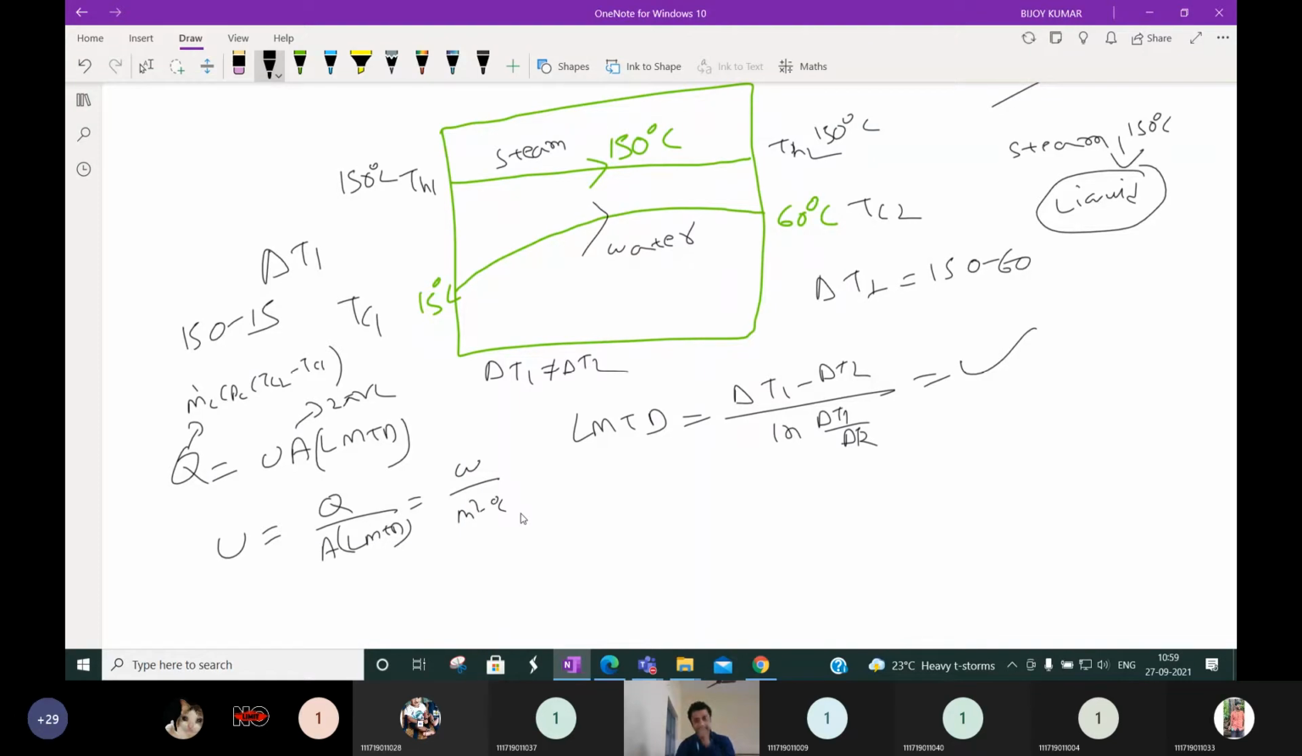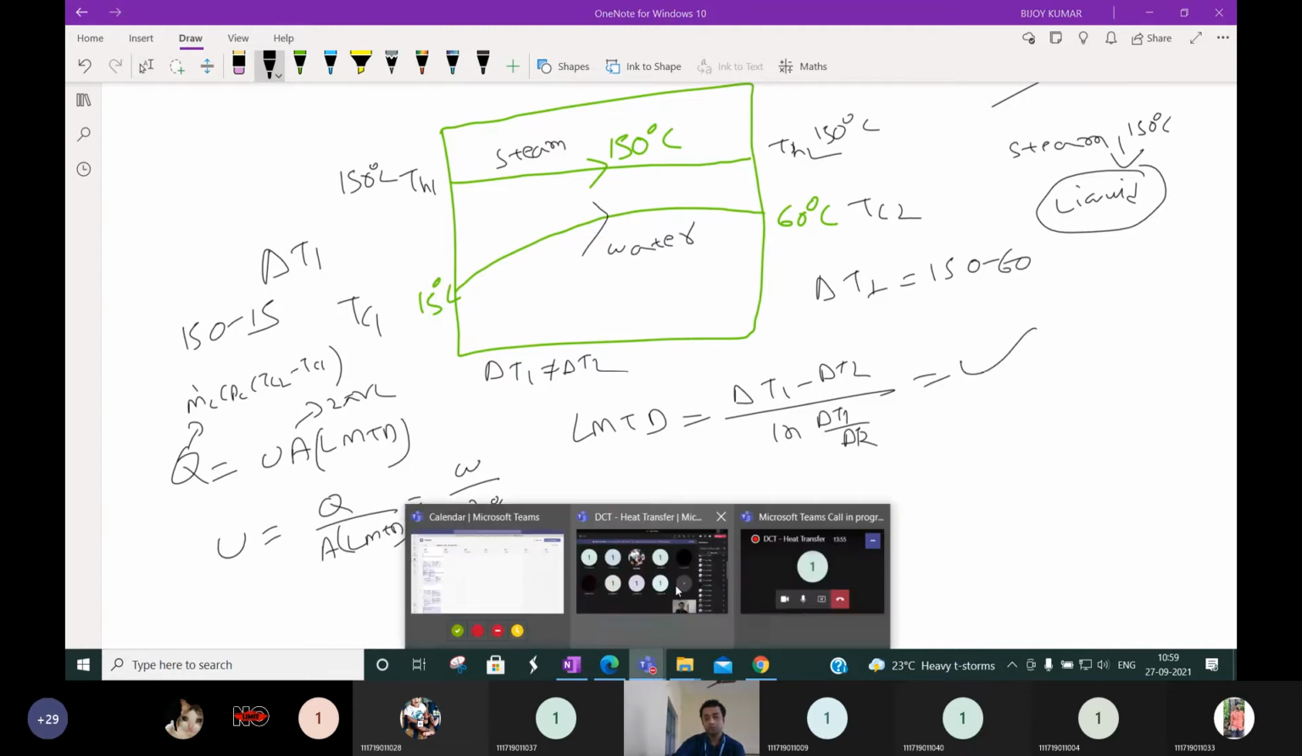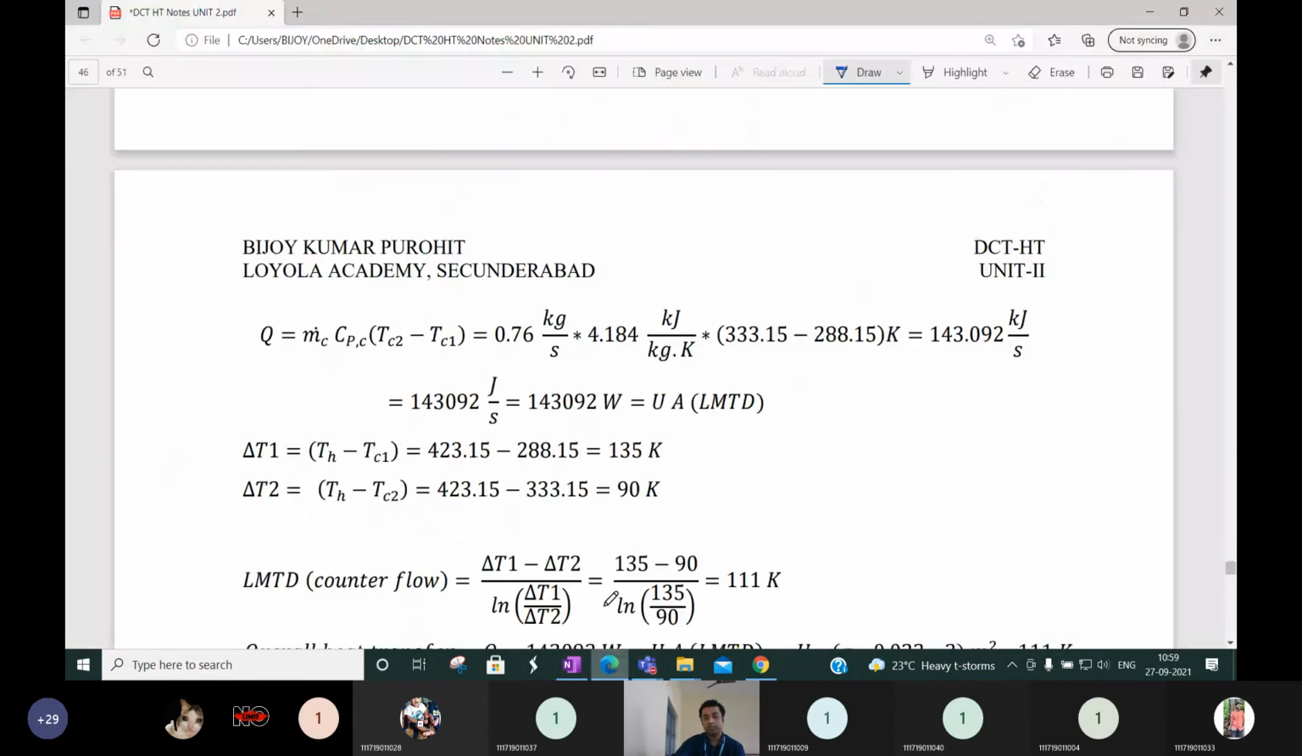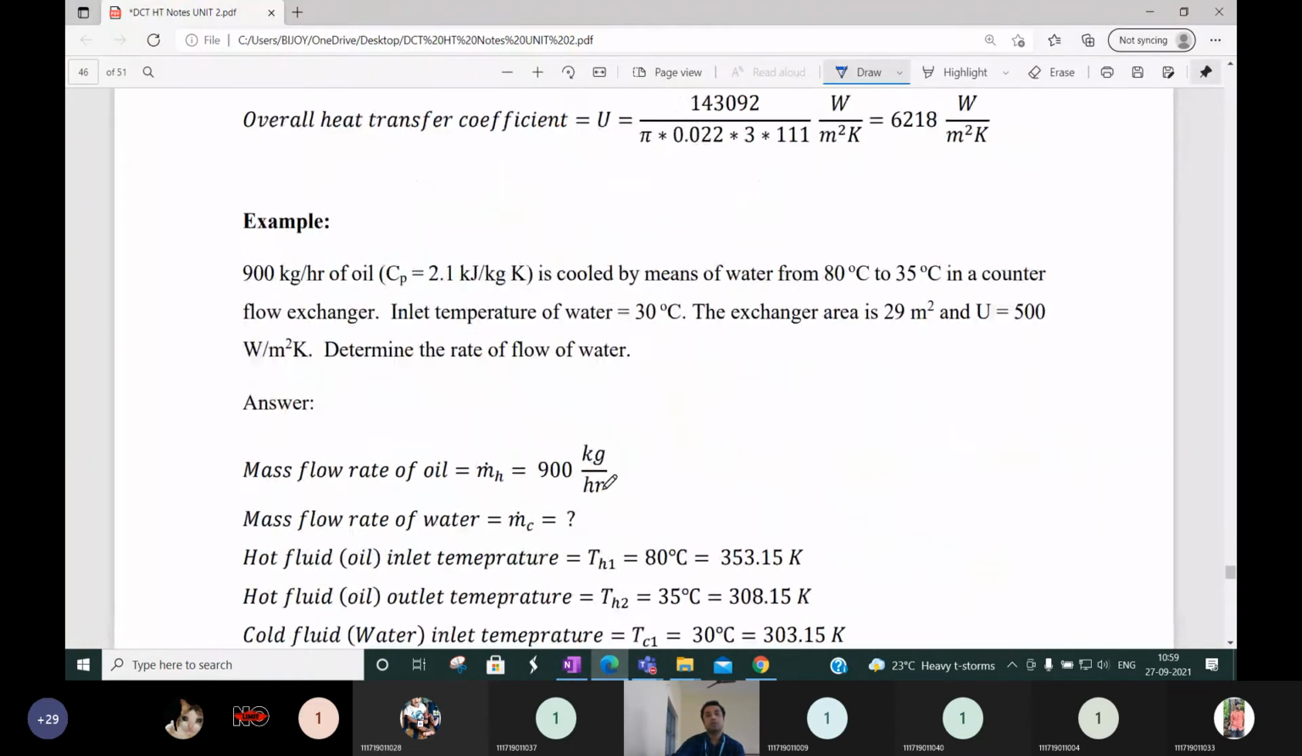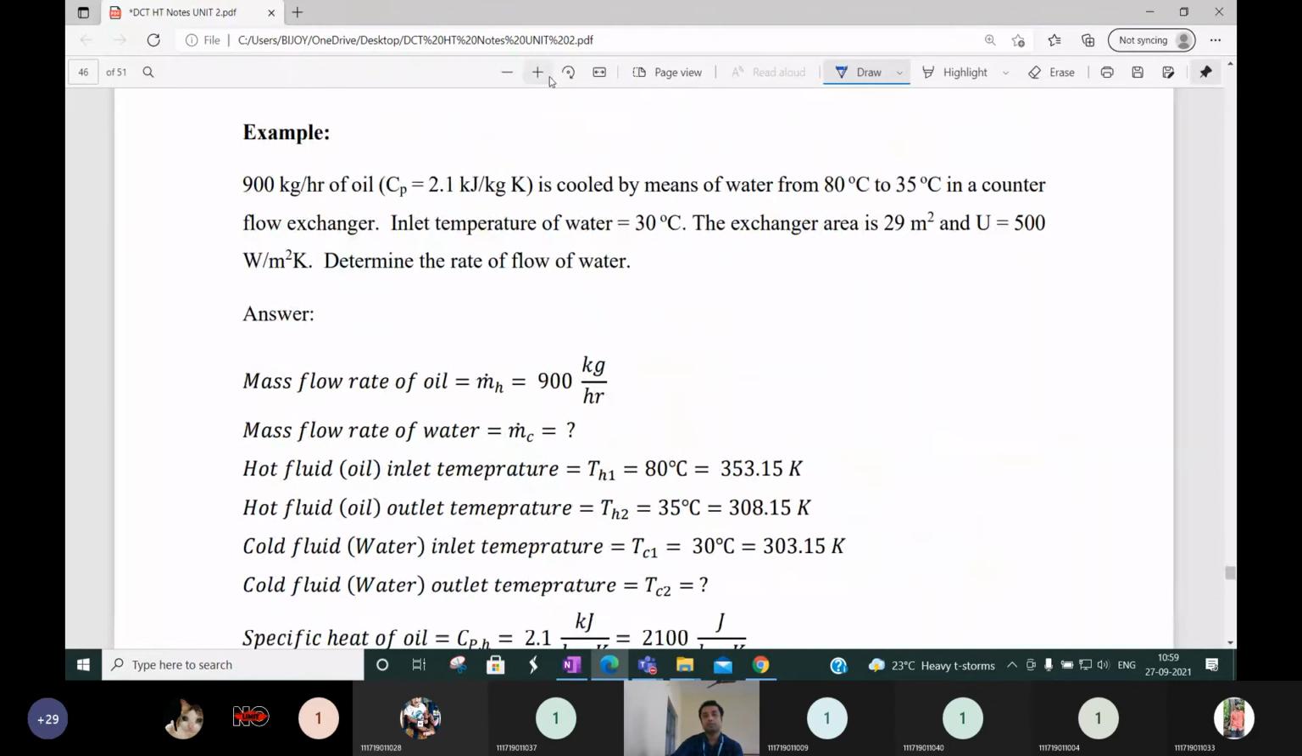Okay, simple. The only new thing you learned here is, if steam is there, then for the steam, the inlet and outlet temperature will be constant. And delta T1, delta T2 is the difference at this end and the difference at this end. So I hope this numerical is clear to you. This is already available in the notes. Please read them. So the next problem is this one.